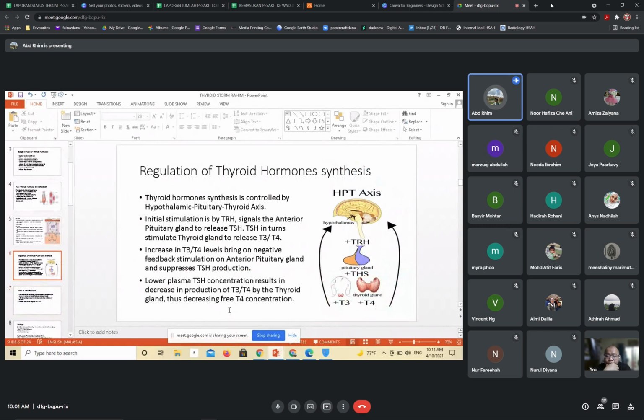So, the general idea of the regulation of thyroid hormone synthesis is by the hypothalamic-pituitary axis, in which the initial stimulation is by thyrotropin-releasing hormone, which signals the anterior pituitary gland to release TSH. TSH in turn stimulates the thyroid gland to release T3 and T4. The increase in T3 and T4 levels brings on negative feedback on the anterior pituitary and suppresses the TSH. The lower plasma TSH concentration results in decreased production of T3 and T4 by the thyroid gland, thus decreasing the free T4 concentration.